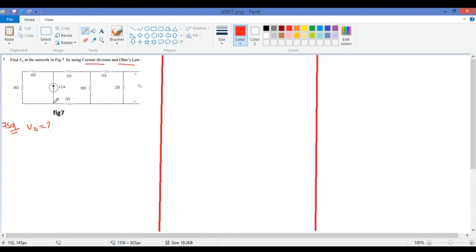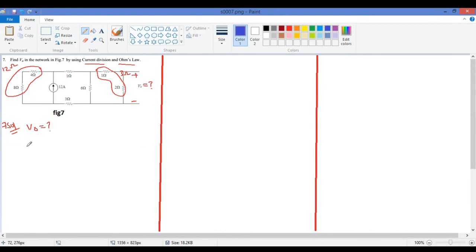How will we solve it? Yes, any feedback? This is V naught, we need to find out. This is positive and this is negative. Okay, so I think we can take these two, they are in series, so it will become 12 ohms. And I think this is also in series because it's an open circuit. This is 3 ohms. Okay, so this is the first step, we got it.